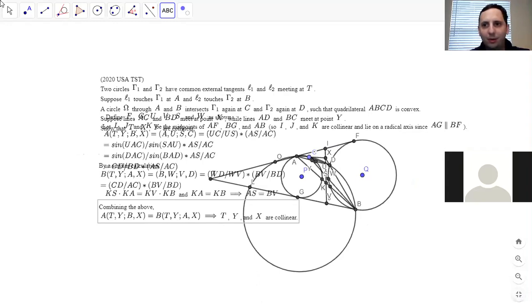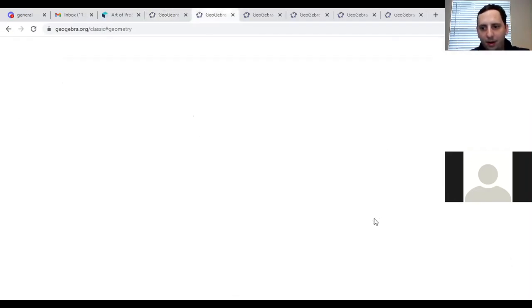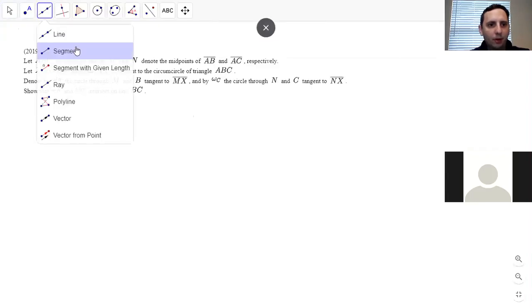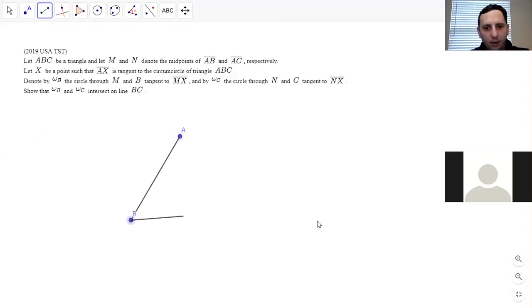Just wanted to move on to the next one. Cool. All right, this one looks like it might be a little easier. I'm not sure. So we have a triangle ABC. M and N are the midpoints of AB and AC.